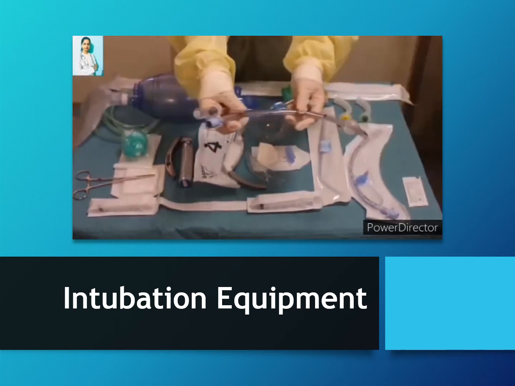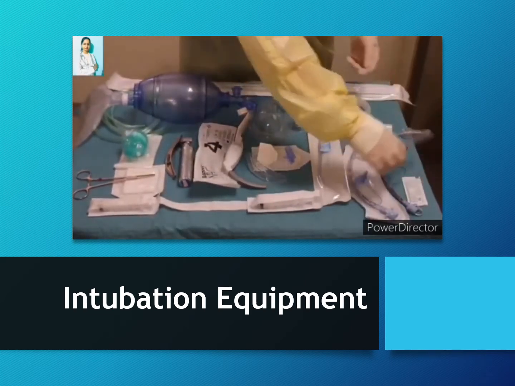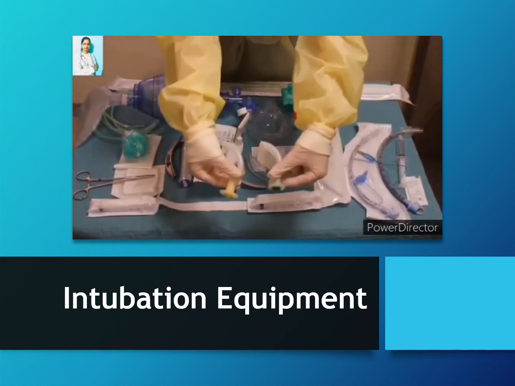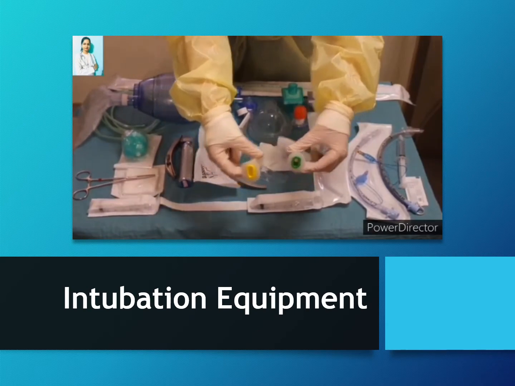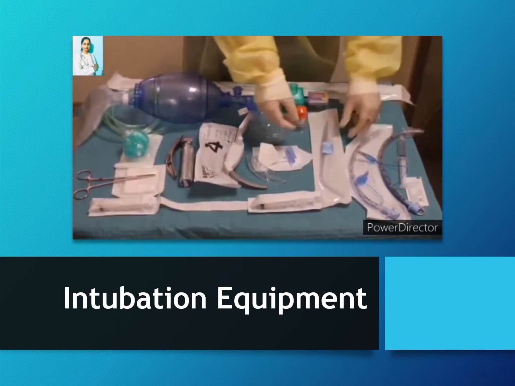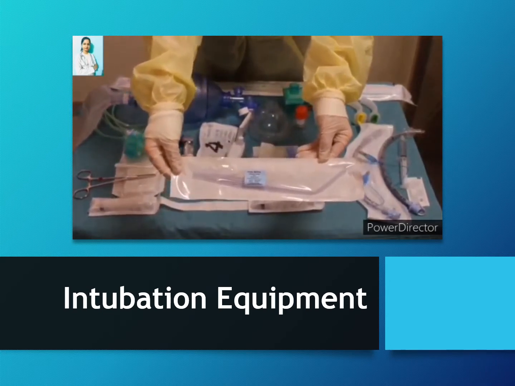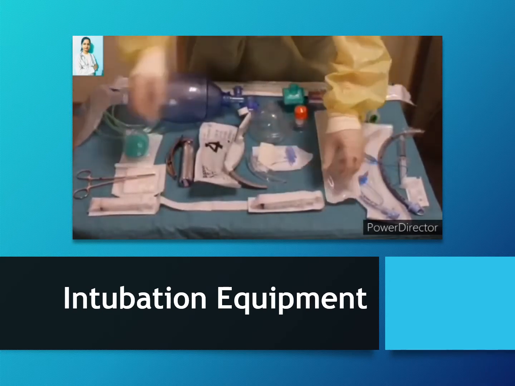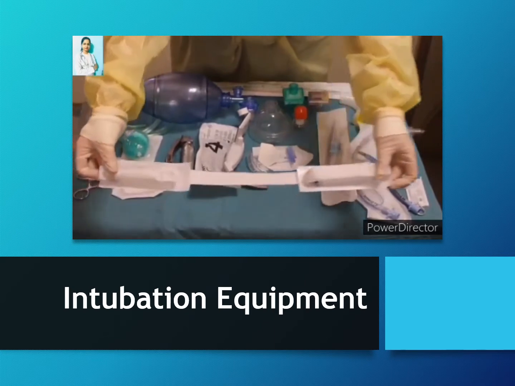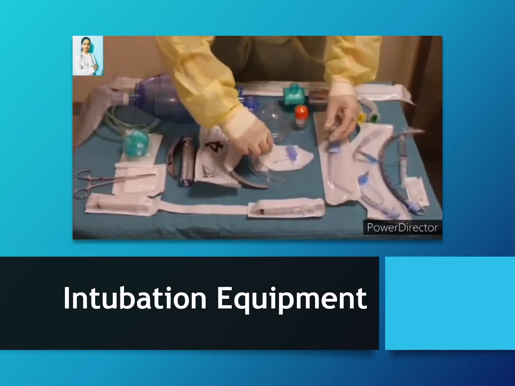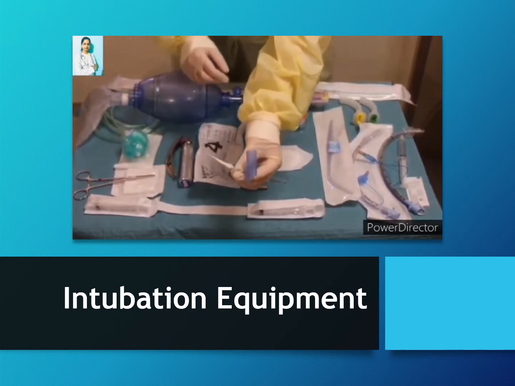The next one is the oral airway. You can see the oral airways in different colors, and it is used to maintain the patient's airway and prevent the tongue from covering the epiglottis. The third one is the suctioning equipment for suction. Then the next one is the surgical tape, which is used to secure the ETT. Then the next one is the bite block to protect the ETT.